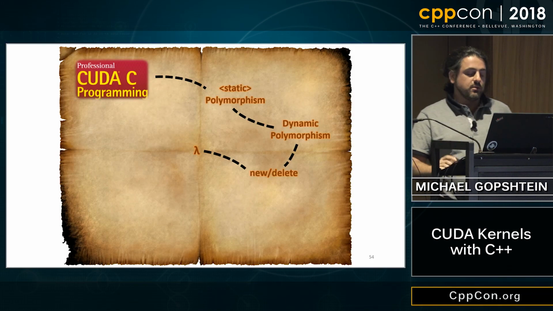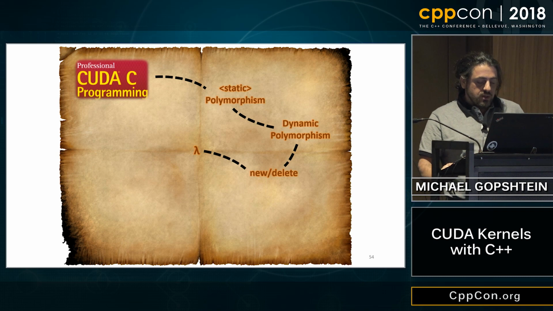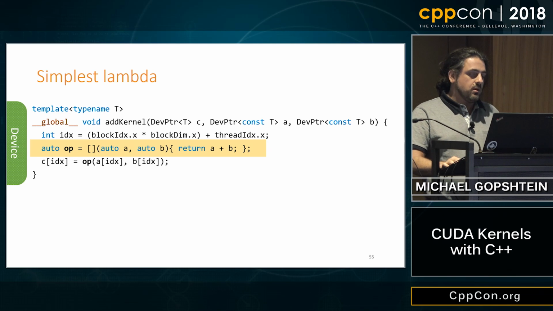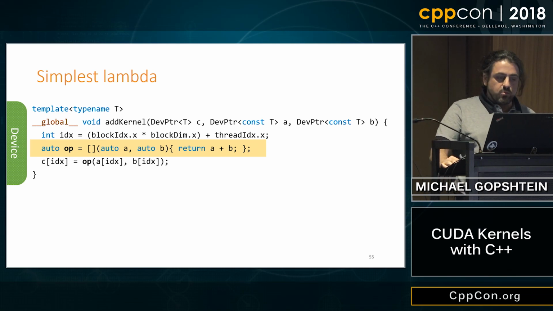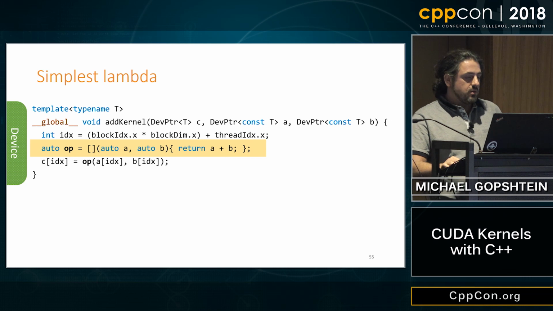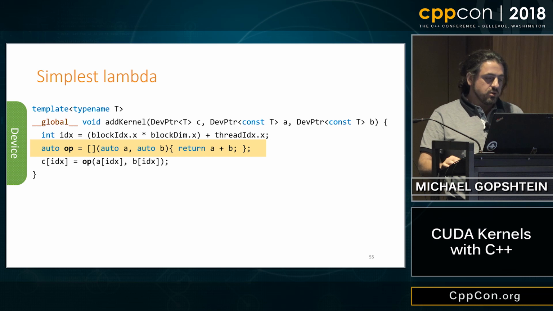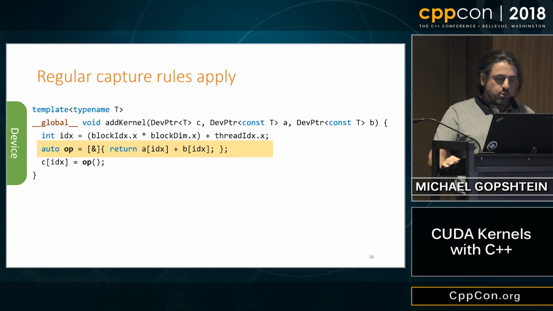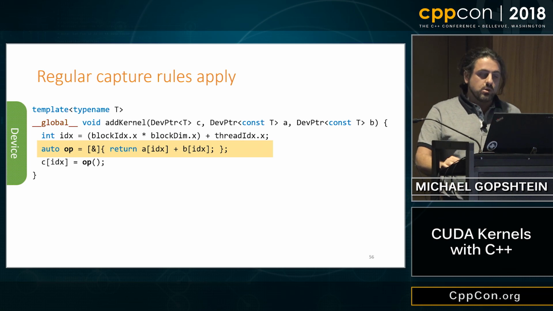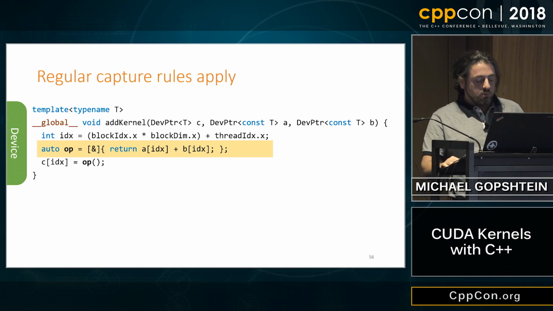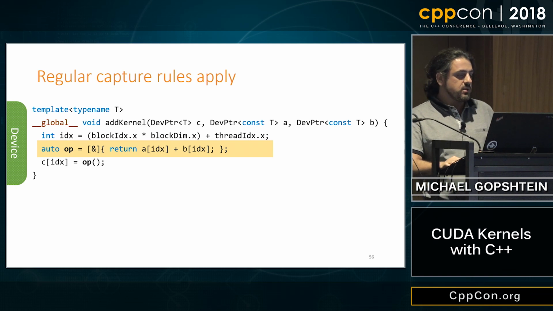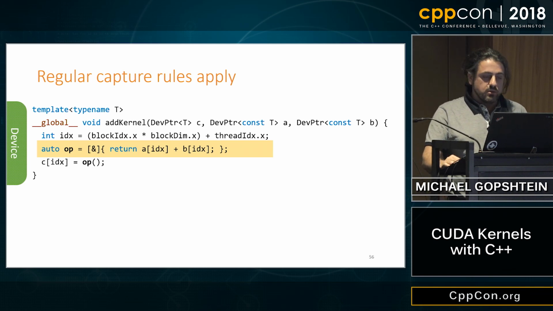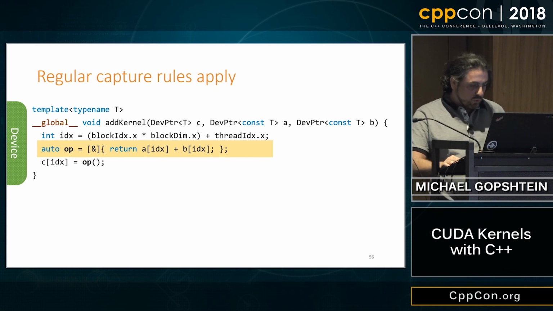Okay, so going back to C++ features, the next feature, which is very useful and very important, is the lambda. We'll start from a very basic, simple lambda. In our kernel code, we create a static lambda op, which indicates the operation, and we invoke it in place. And we can also add capture parameters to a lambda. In this case, we're capturing both vectors A and B, and also the index. And again, it works exactly as you would expect in the CUDA code.